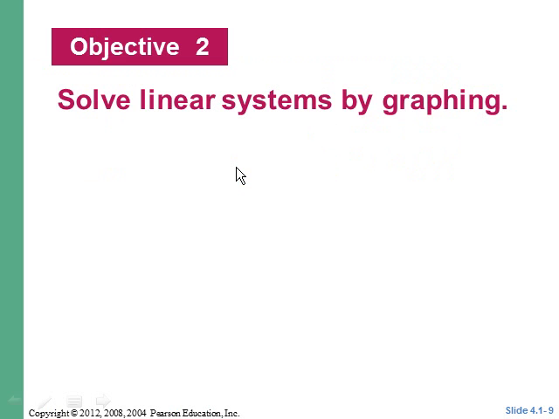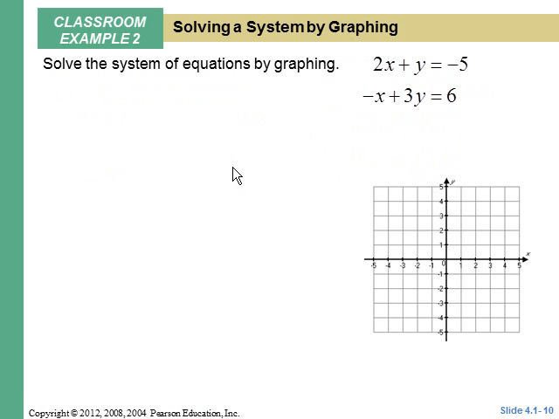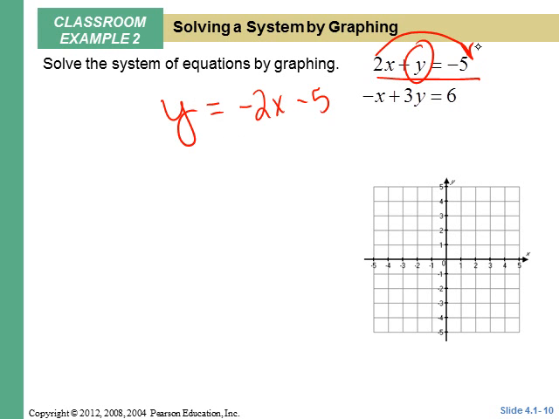Now, we can also solve systems by graphing. Let's graph these two equations. This first one, probably the easiest way to graph it would be to write it in slope-intercept form. I just saw that the y was all alone, so I'm going to write y equals negative 2x minus 5. I moved the 2x to the other side. So my intercept is negative 5. From there, go down 2, forward 1. I'm going to go up 2, back 1. And so my graph is going to be like this.